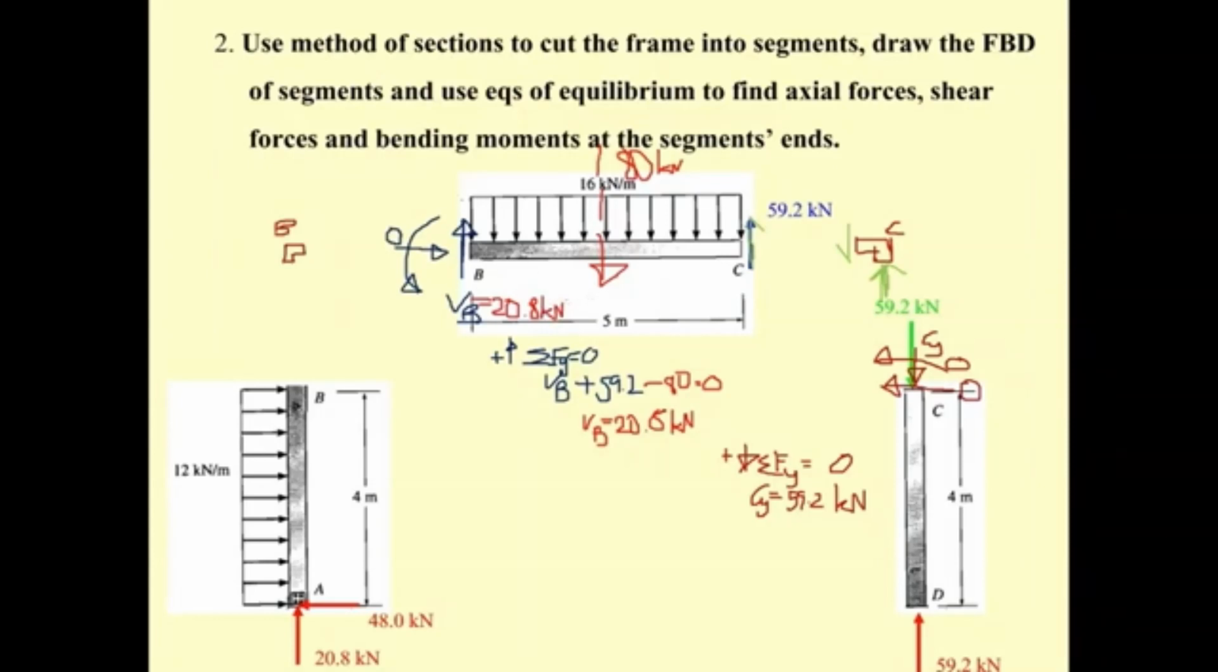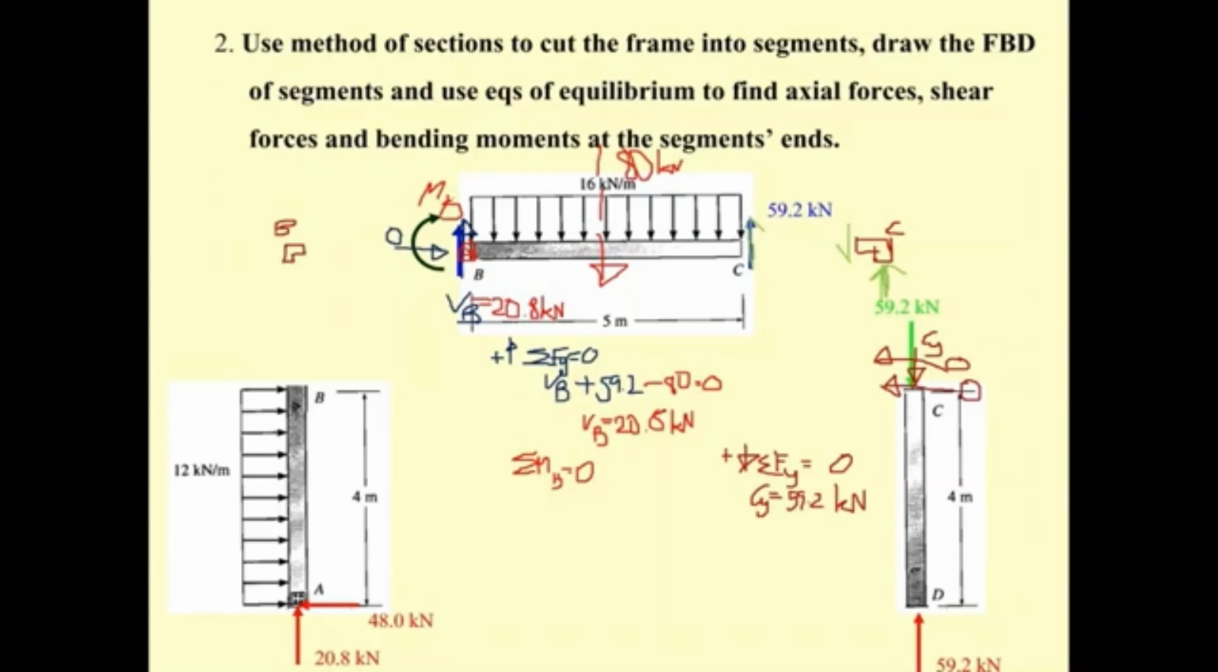Then if you do the summation of the moment, you may get M sub B. Let M sub B rotate like this. Oh, sorry, this is in the opposite direction. Let me erase this a little bit. This is not good. Let's put this in this way. This is going to be M sub B.